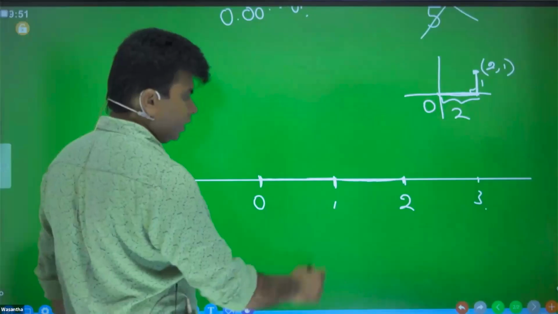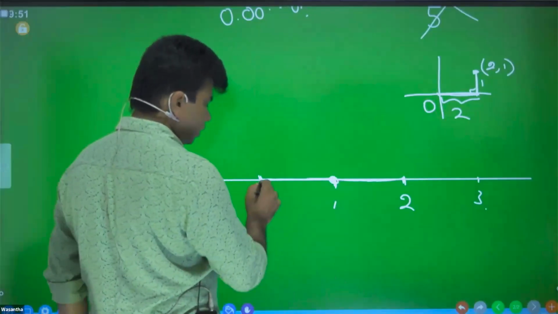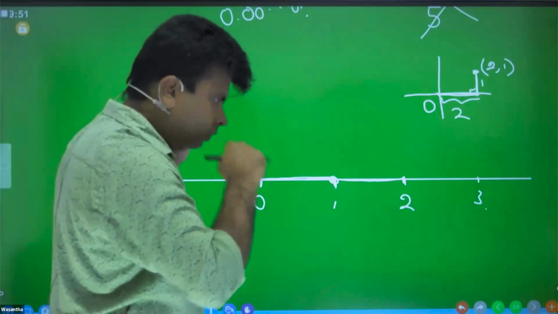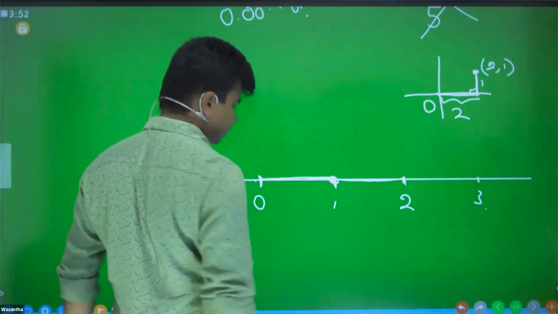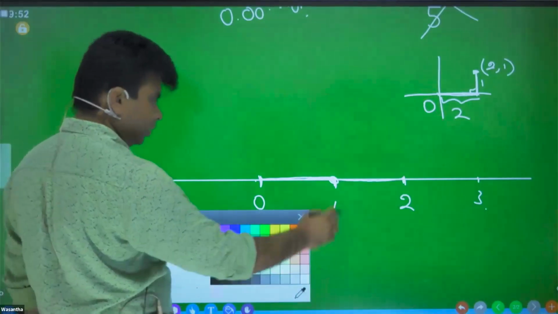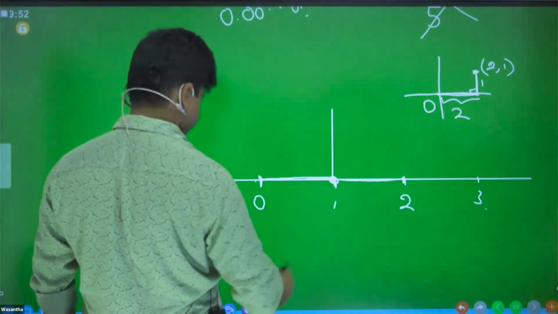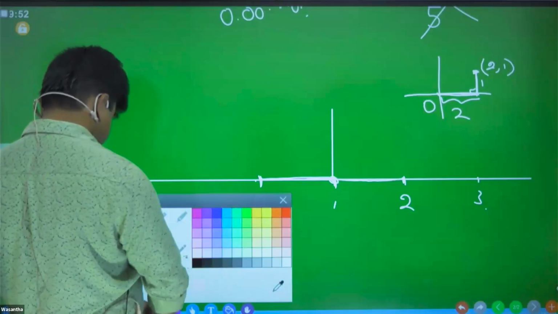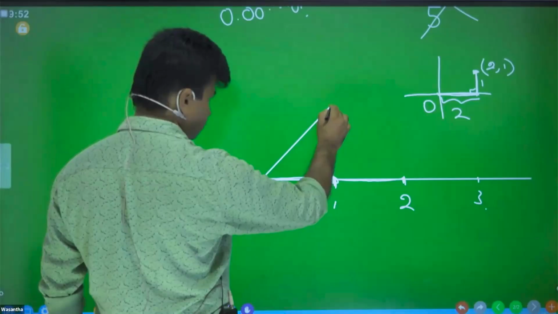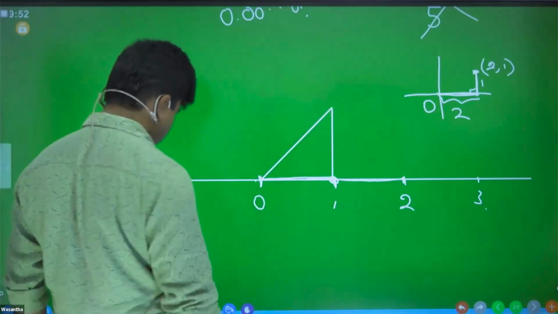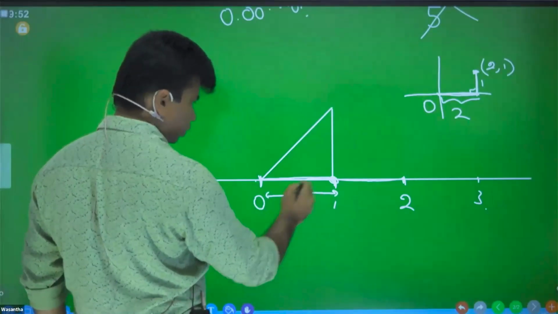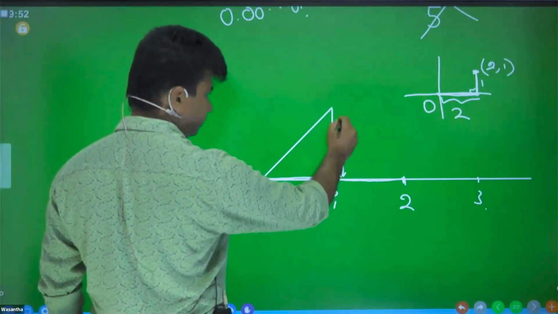Similarly, what does a real number mean? Not just a point marked here. The length from 0 to this way is 1 unit. Here it is 2 units. Now suppose that I am doing a small geometric construction to represent this. Assume that this one is 1 unit, so this one is also 1 unit.